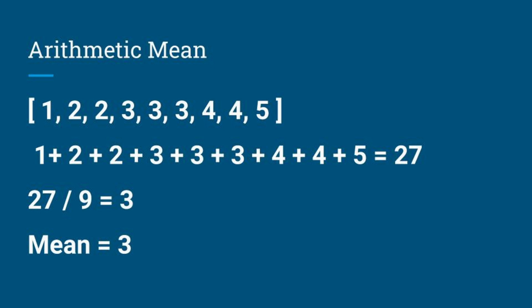So the mean gives us a summary of the whole data set, namely, what central value does the data tend to cluster around, which in this case is 3.